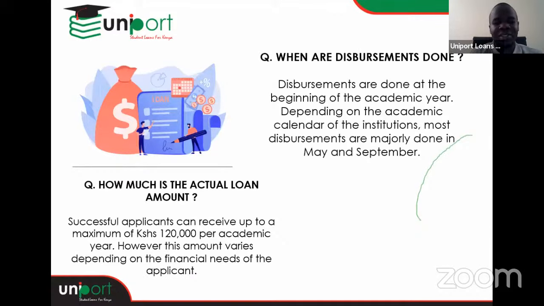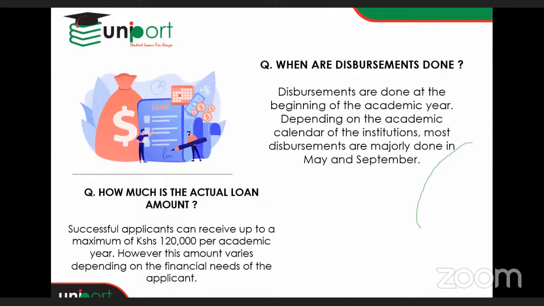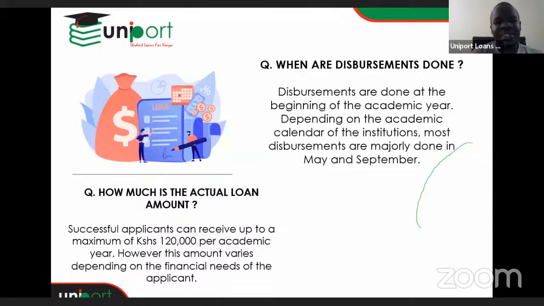Okay, how much is the actual loan amount? So we can award a maximum of 120,000 Kenyan shillings per academic year. That's the maximum we can award. However, this amount varies. It depends on the financial needs of the applicant. Other applicants might require more than that, and other applicants might require less than that.